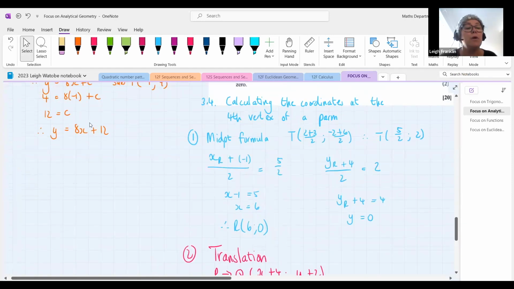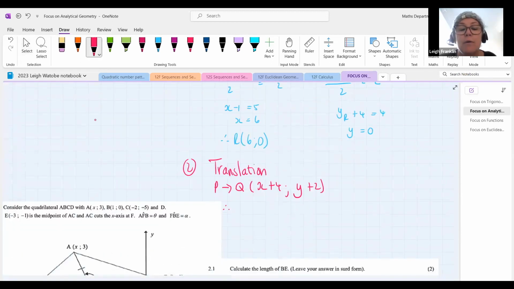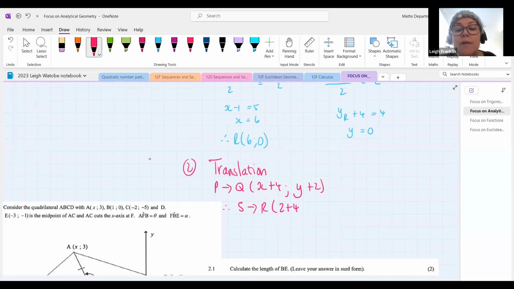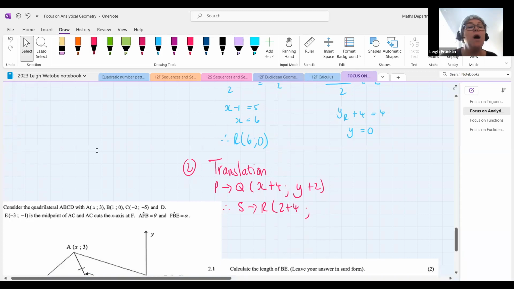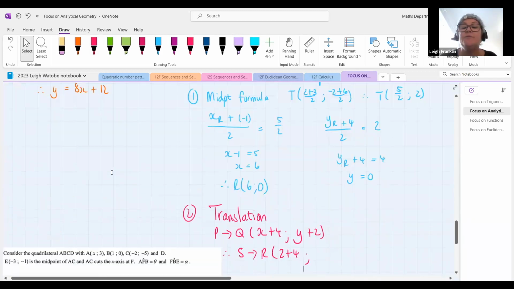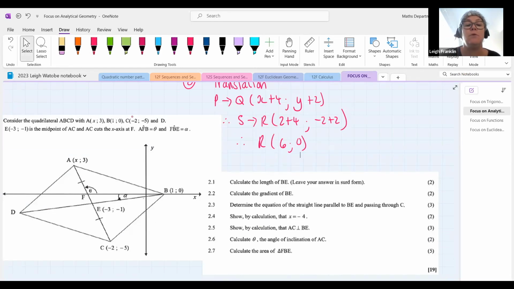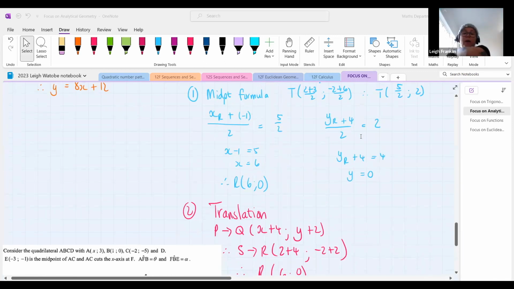Therefore, S maps onto R by the same way. Now, the x coordinate at S is 2. So I can say 2 plus 4. I'm subbing in my x. And my y coordinate at S is -2. -2 plus 2. I'm subbing in that. So therefore, my coordinates at R would be 6 and 0. Okay. All right. So yes, that probably is the quickest, easiest way to do it.